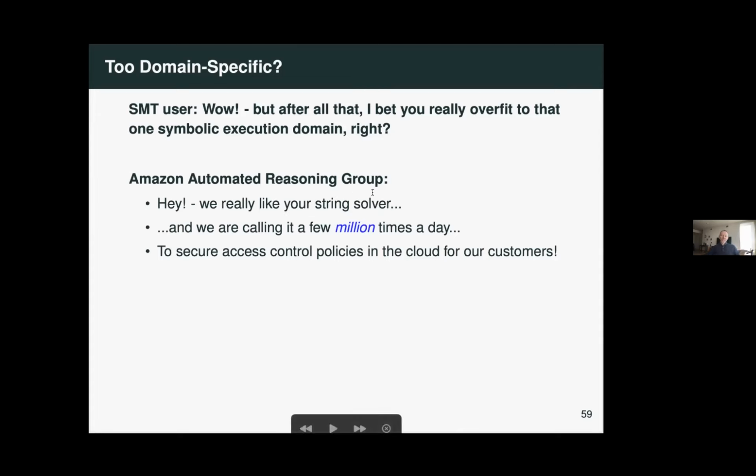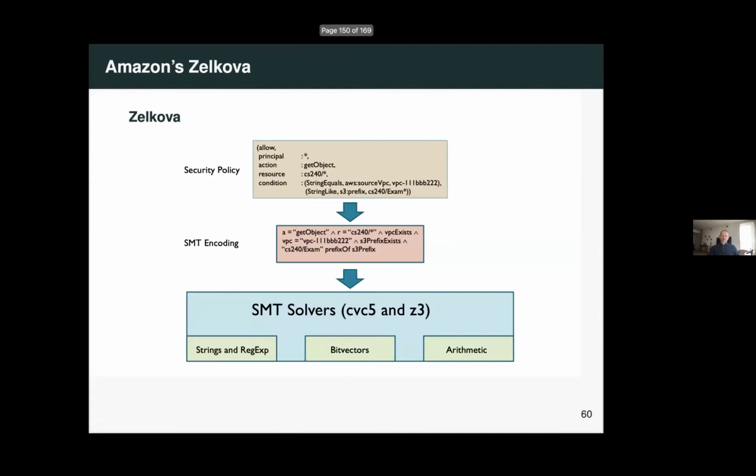The Amazon Automated Reasoning Group is using this string solver to do something completely different. They're using it to check access control policies for the cloud. They informed us that they were calling it a few million times per day. So how does this work? They have a tool called Zelkova.